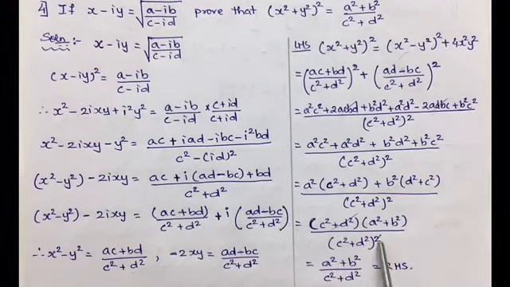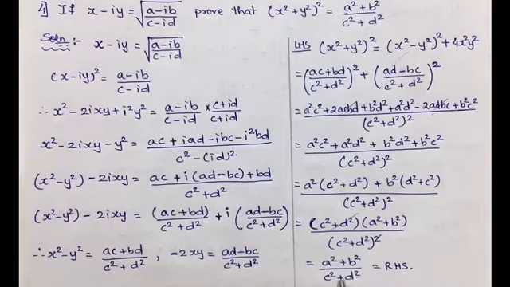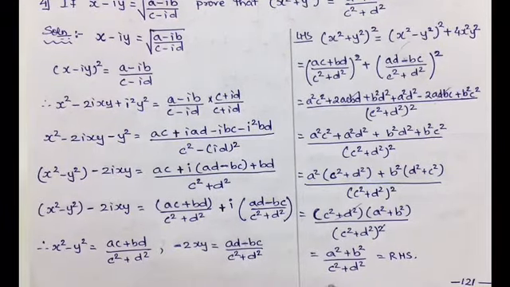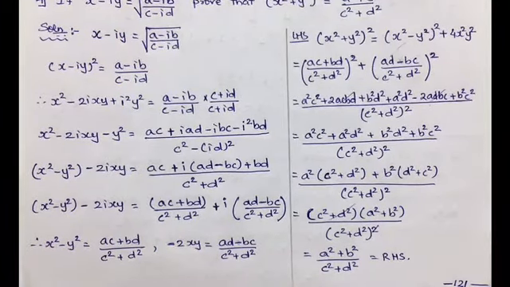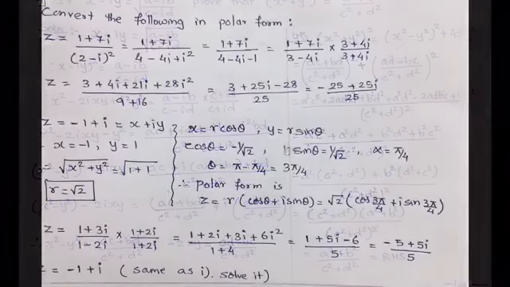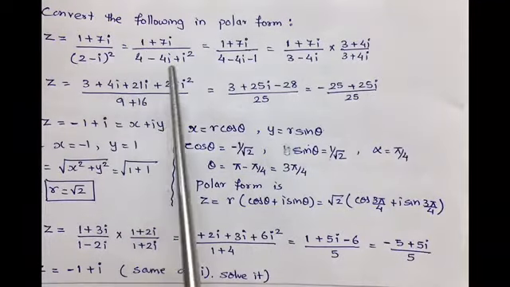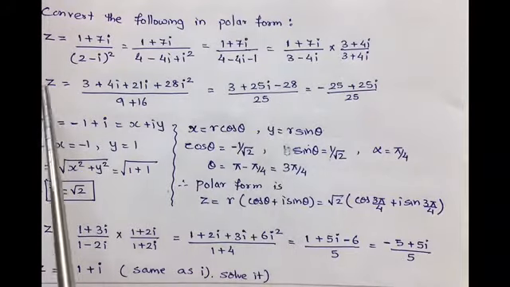Once c square plus d square gets cancelled, the final answer is a square plus b square upon c square plus d square, and that is the RHS. So this is how the fourth one is being proved. An important example. Fifth is convert the following in polar form.